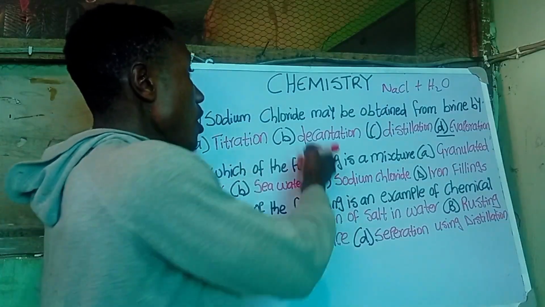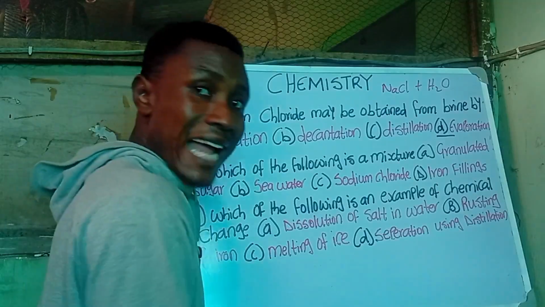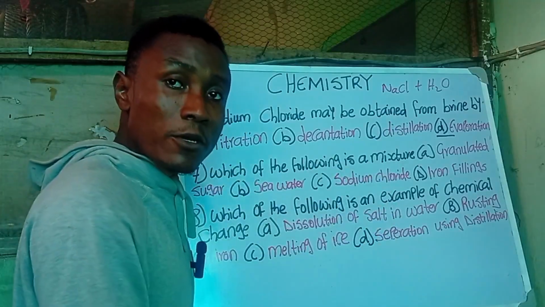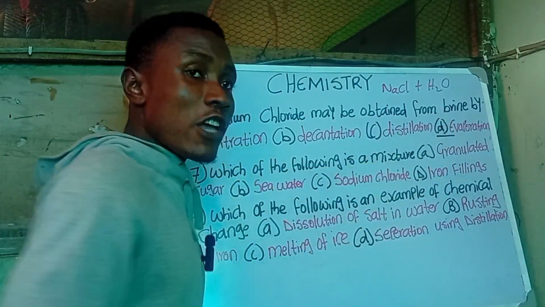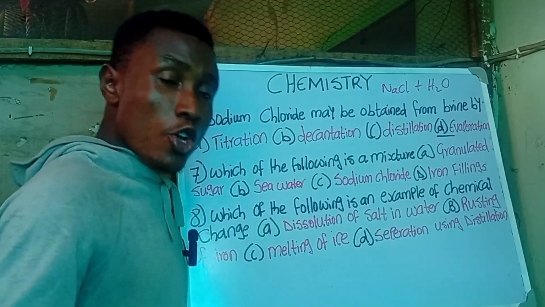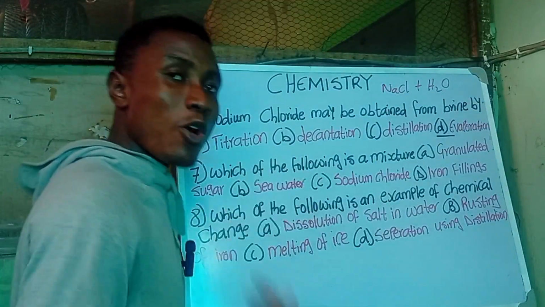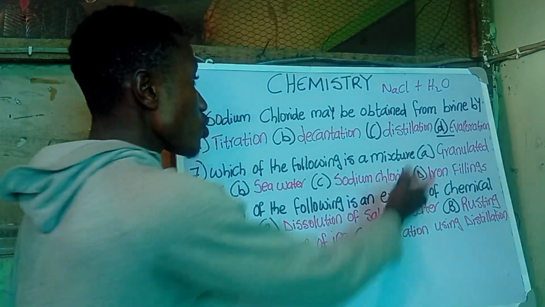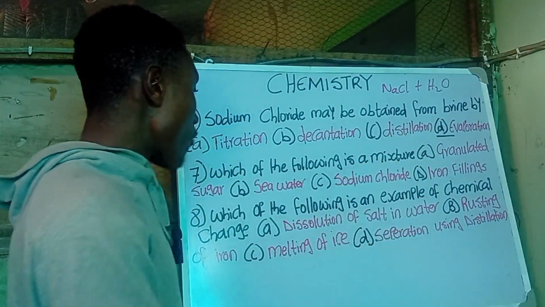You have A, titration, B, decantation. It cannot be decanted. It cannot be distilled. It is not distillation. Rather, it is evaporation. Evaporation is heating to dryness. So you heat your water to dryness in order for you to get back your salt. So the correct answer there is D, evaporation.